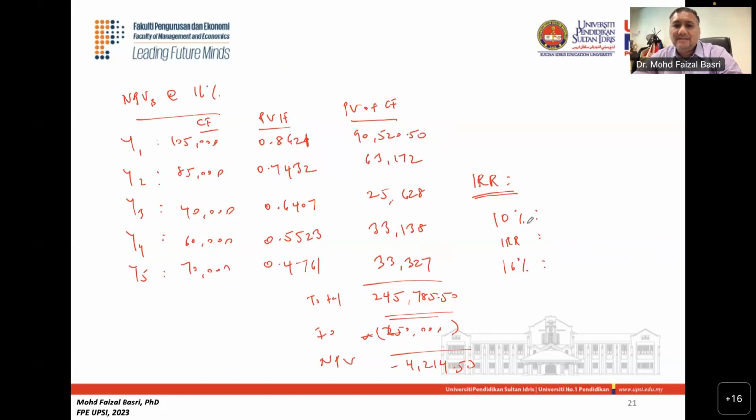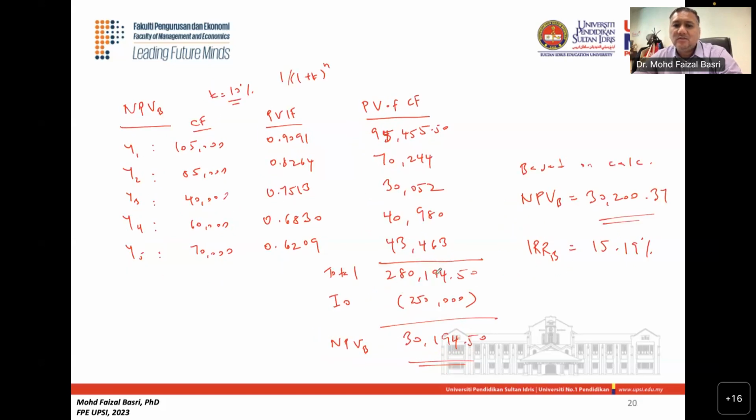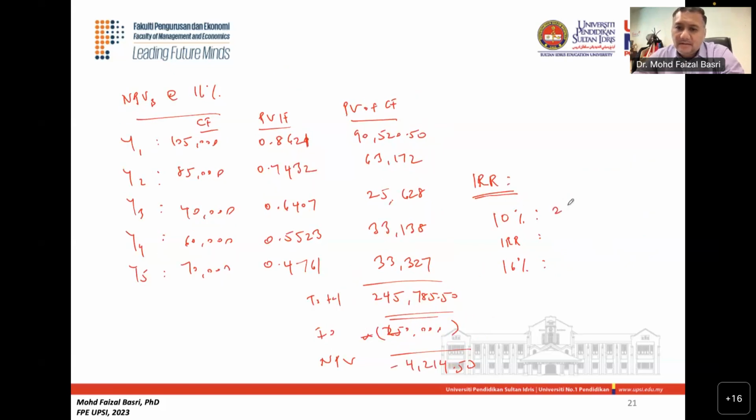Okay, based on 10%, kita akan gunakan total cash flow je. Is 280,194.5. And then for IRR, it will be 250,000. Okay, based on IRR, equivalent to 250,000. And for the 16%, the total is 245,786, I round out je lah.